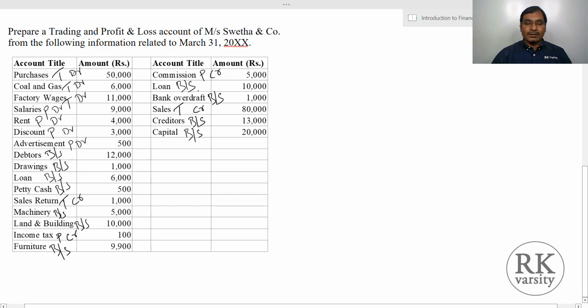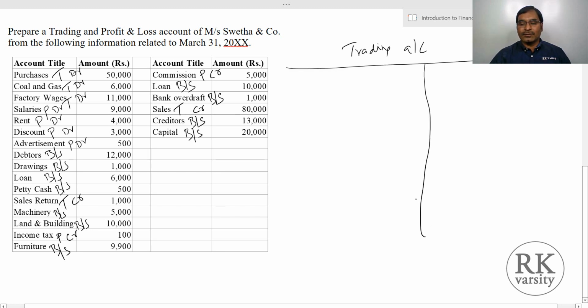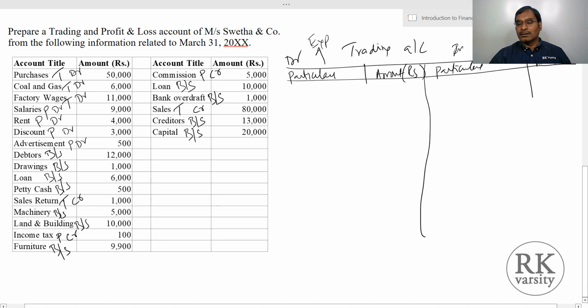So here we'll first prepare a trading account. I'm not writing all the details, so simply to save our time I'm showing the calculations, debit and credit. On your debit side, in simple terms, we say all expenses, and here income. Particulars, then you have an amount, which is measured in rupees. So in our trading account, first we look at the credit side.